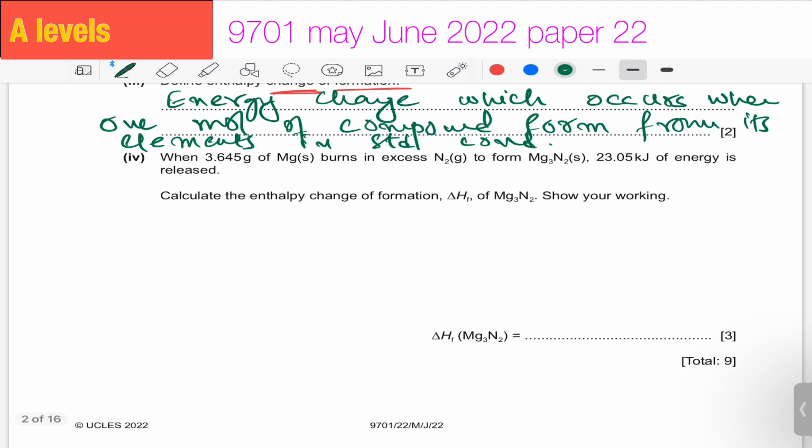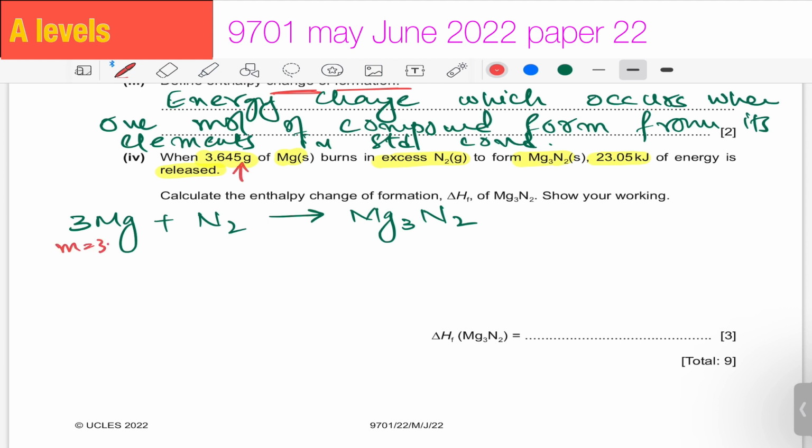Now the next part is related to calculations, and this says that when 3.645 grams of magnesium burns in excess nitrogen to form magnesium nitride, the amount of energy released is 23.05 kilojoules. So magnesium reacts with nitrogen. First, write the chemical equation for this reaction. Magnesium reacts with nitrogen, we get magnesium nitride, and we have 3 moles of magnesium on the reactant side. And what they have given us in this question is the mass of magnesium.